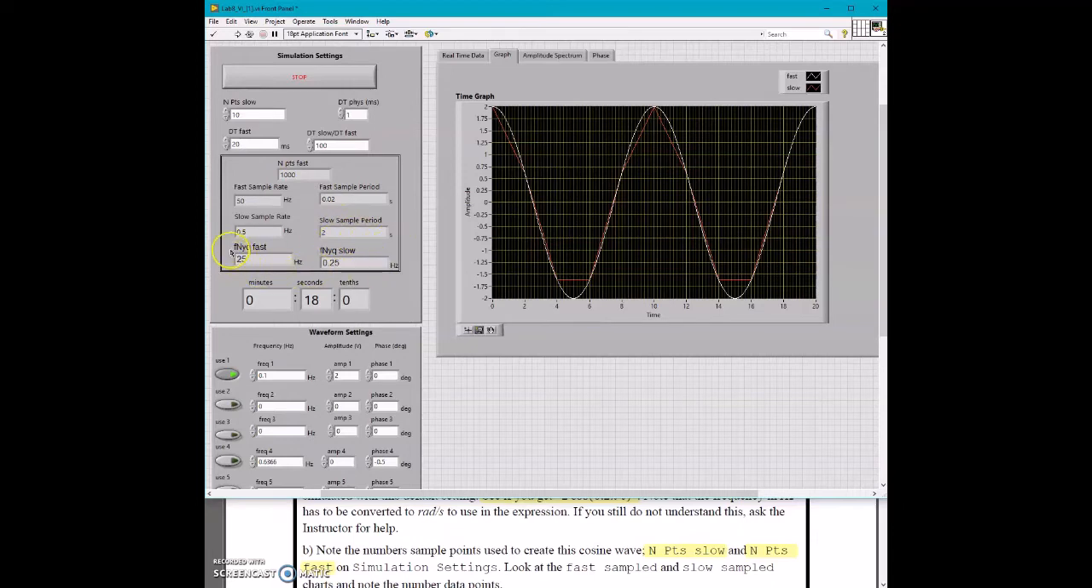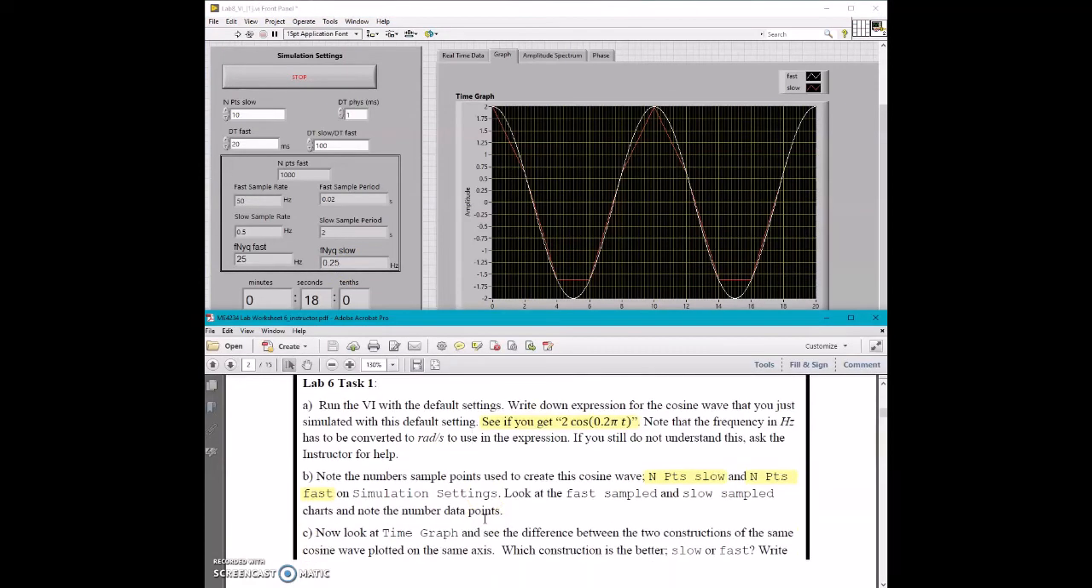And the bottom one says, what's the Nyquist frequency for the fast sampling rate? This is simply half of the sampling rate, which is 25. What is Nyquist frequency? For a given sampling rate, it's the highest signal frequency that can be captured for that sampling rate. And then for the slow sampling rate, it should be half of that too, which is 0.25 right there. Okay, so far so good. I think I addressed everything in Task 1, and then look at the time graph.